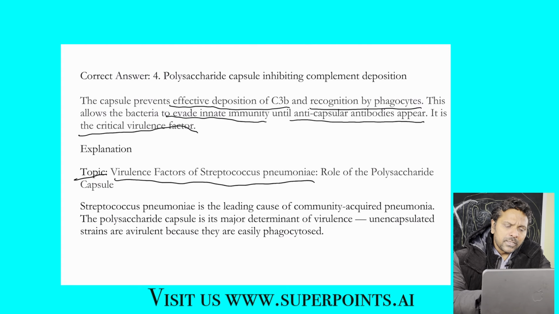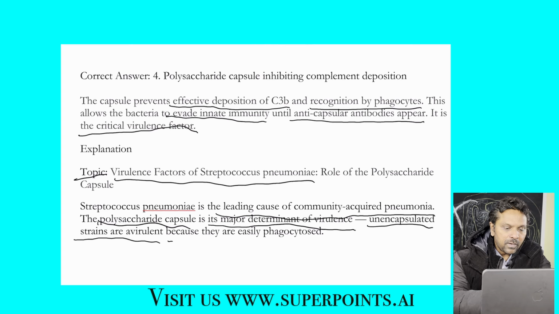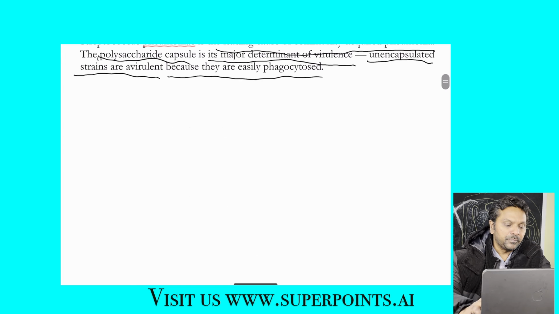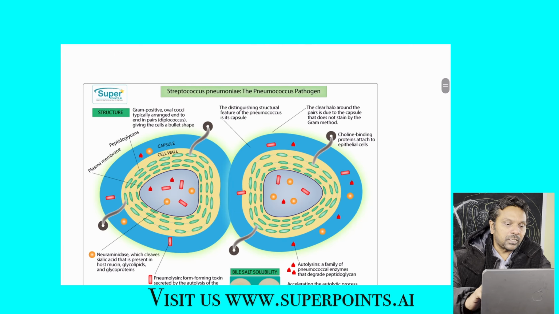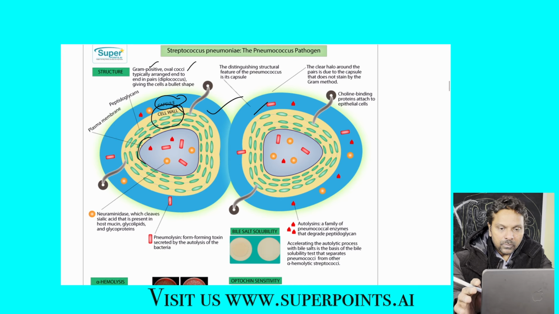So, Streptococcus pneumoniae is the leading cause of community-acquired pneumonia. The polysaccharide capsule is its major determinant of virulence. Unencapsulated strains are avirulent because they are easily phagocytized. So, let us see the structure. Remember the structure of Streptococcus pneumoniae. It is gram-positive oval cocci, typically arranged end to end like this, like diplococci. There is a nice capsule. There is a cell wall with peptidoglycans. There is a plasma membrane, and there is choline binding protein attached to epithelial cells.